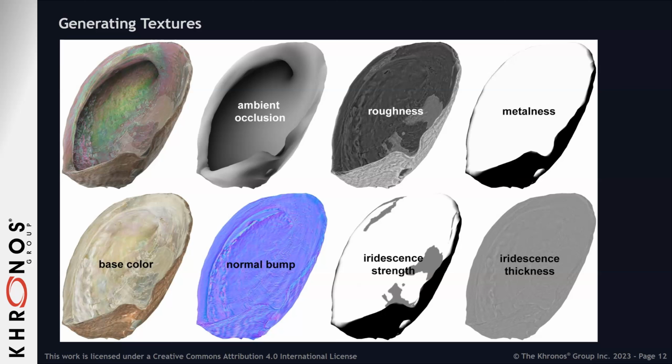So here are the textures. The top left is the end result. And then the first five are all standard PBR inputs, if you're familiar with PBR rendering. The last two are really specific to the iridescence extension.